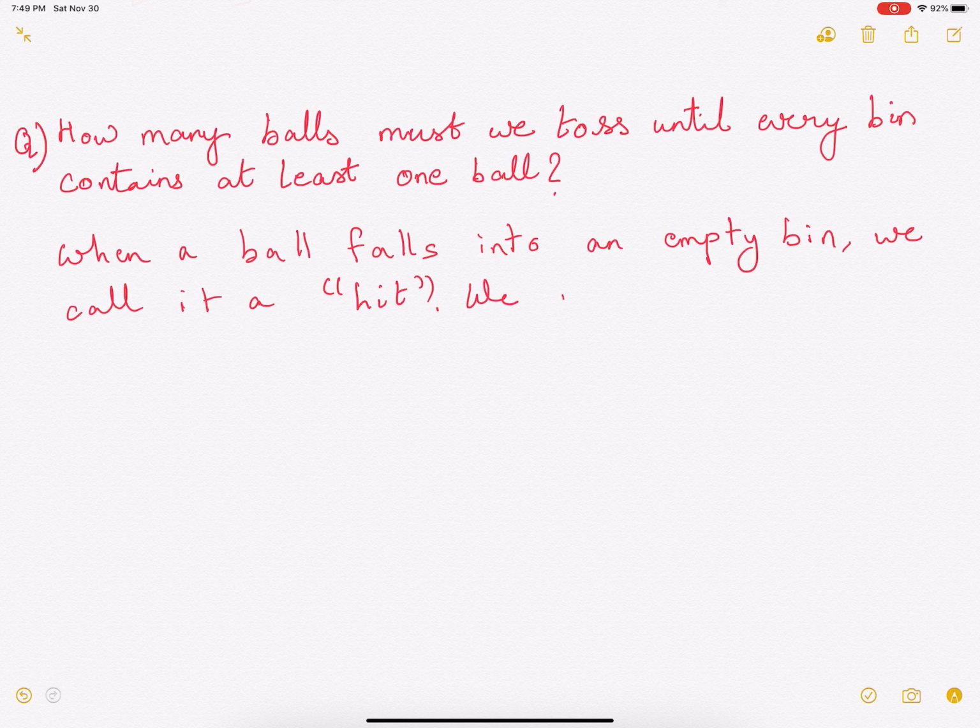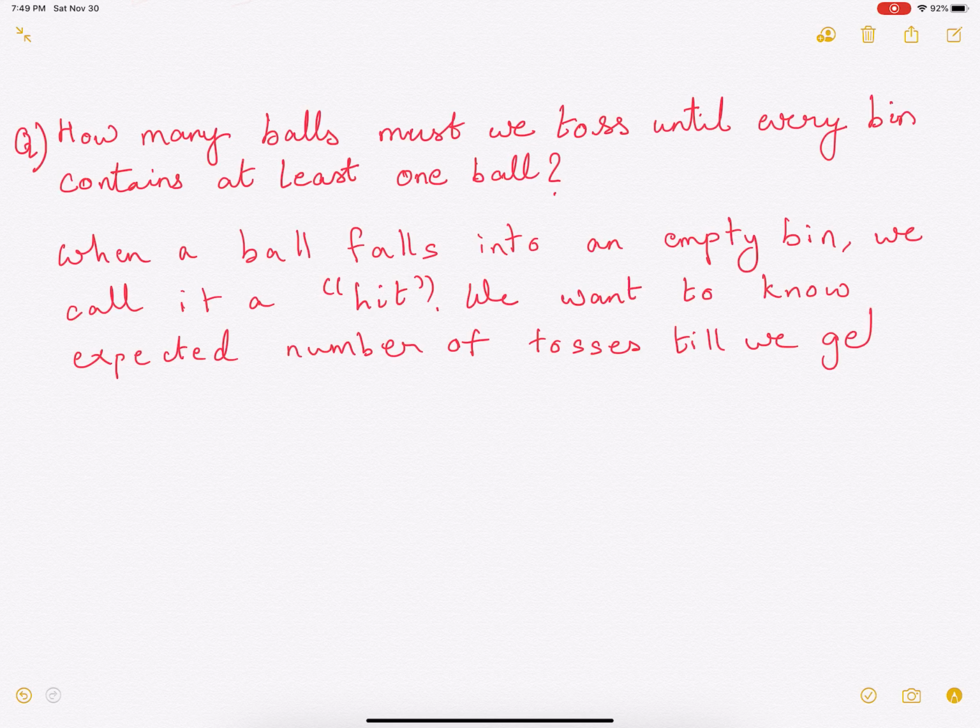So we want to know the expected number of tosses till we get B hits. Now, recall that a hit is when a ball falls into an empty bin. If you toss a ball and it falls into a bin which already has a ball, that's not a hit, that's a miss. So we first want to get B hits. When we get B hits, that means every bin contains at least one ball.